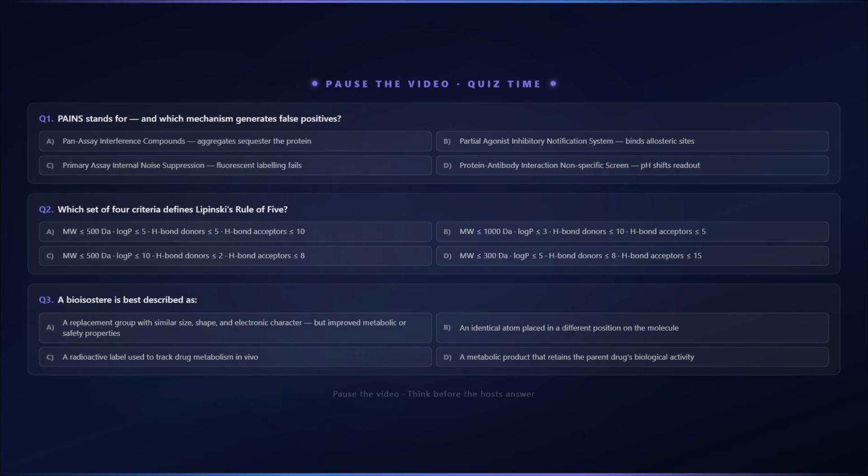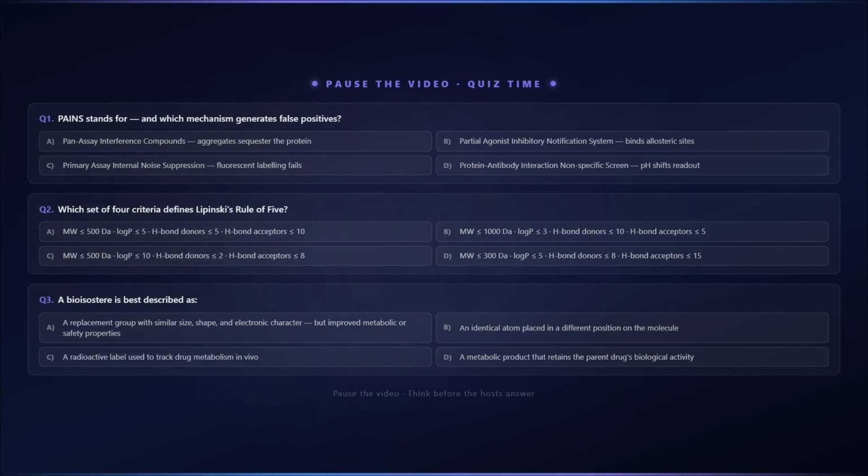Question 2. Lipinski's rule of 5: molecular weight 500 Daltons or less, logP 5 or less, hydrogen bond donors 5 or fewer, hydrogen bond acceptors 10 or fewer. I got 3 of 4. I always forget the hydrogen bond donor count, because I find hydrogen bond donors to be less commercially interesting than logP. That says a lot about you.